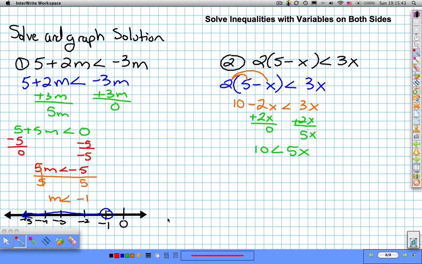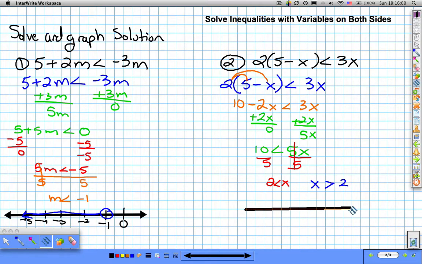Just like before, I'm going to divide by 5. So I'm trying to isolate my variable. This is 1 and this is 2. And as I've been doing in the previous videos, this is 2 is less than x. If I rewrite it so my variable's first, it's x is greater than 2.